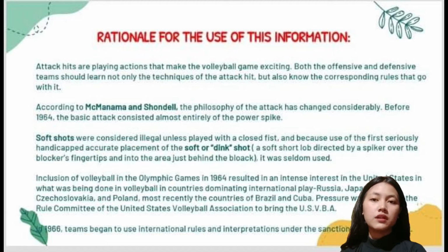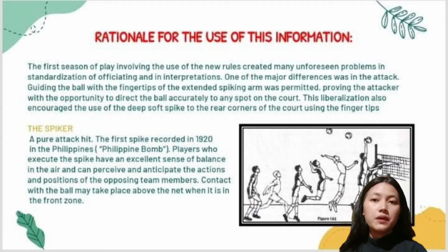It was seldom used. Inclusion of volleyball in the Olympic Games in 1964 resulted in an intense interest in the United States in what was being done in volleyball in countries dominating international play: Russia, Japan, Czechoslovakia, and Poland. Most recently, the countries of Brazil and Cuba. Pressure was applied to the Rule Committee of the United States Volleyball Association, the USVBA. In 1966, the teams began to use international rules and interpretations under the sanction of the USVBA.